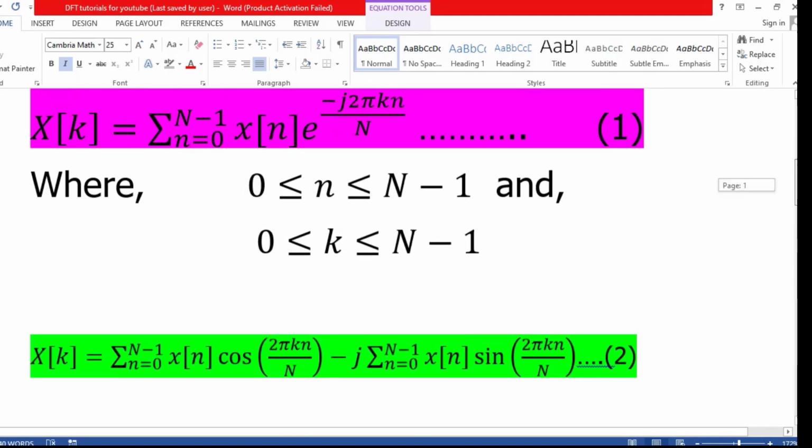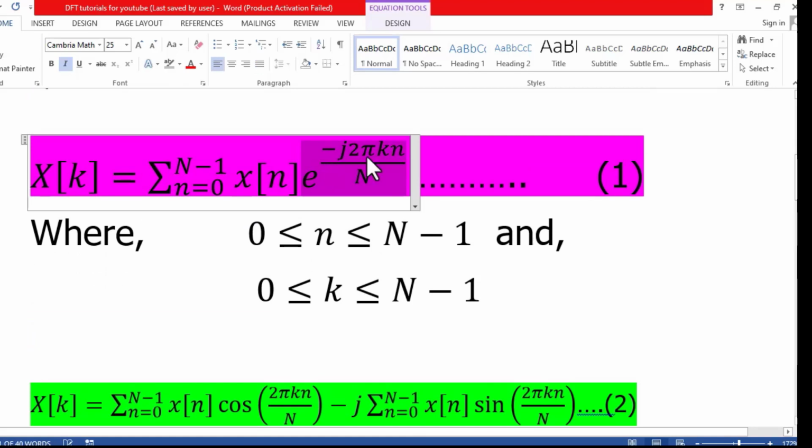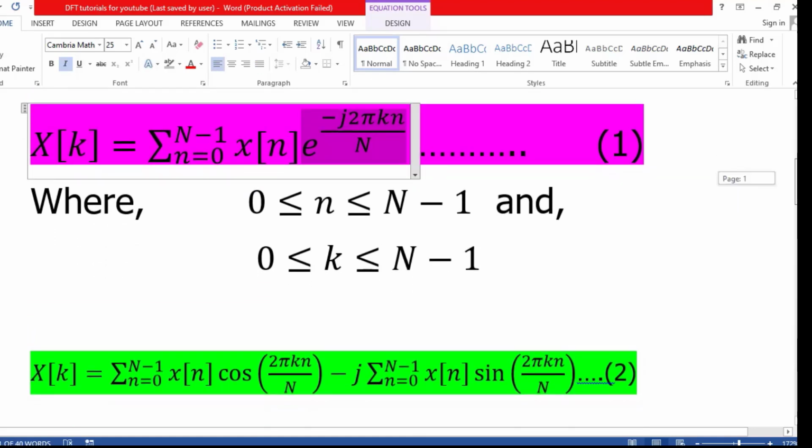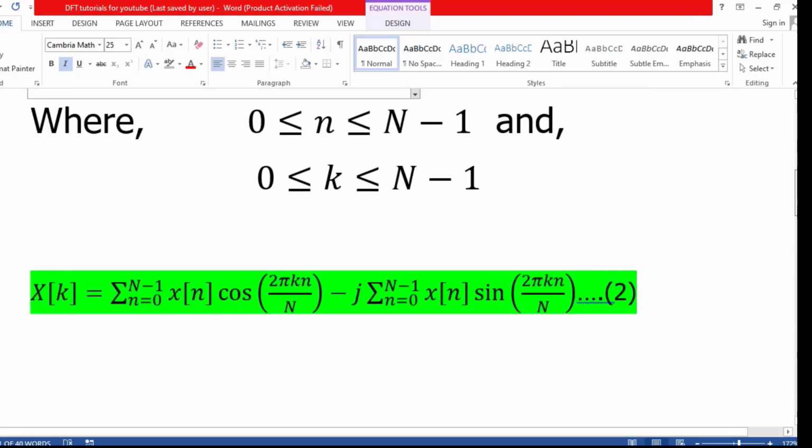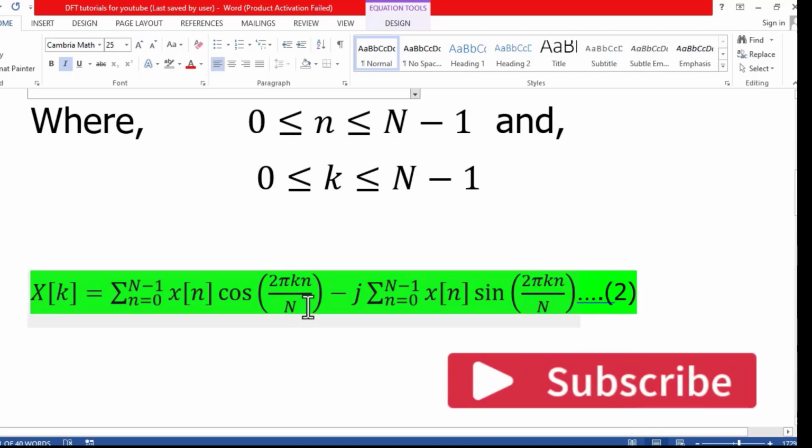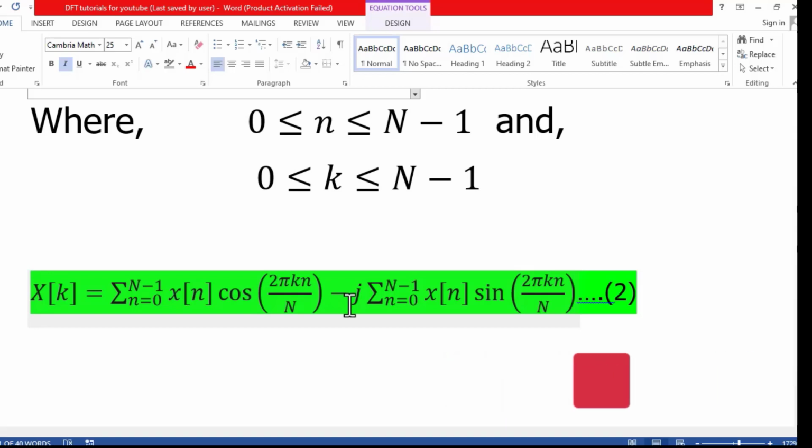Now let's expand this term, e raised to minus j 2 pi k n divided by N. Using Euler formula, it is defined as cos of 2 pi k n divided by N minus j sine of 2 pi k n divided by N. Hence, X of k is defined as summation n start from 0 to N minus 1 x of n cos of 2 pi k n divided by N minus j times summation n start from 0 up to N minus 1 x of n sine of 2 pi k n divided by N. And this is the cos term, and the second one is the sine term.